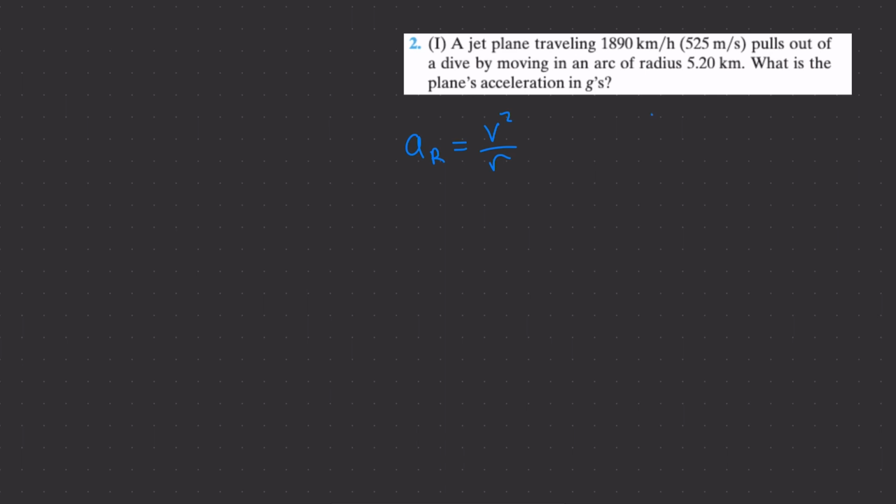That said, we know that our radius is going to be 5,200 meters and that our velocity is going to be equal to 525 meters per second. I'm going to go ahead and use these two values to plug straight into my formula for centripetal acceleration. That's going to give me 525 meters per second all squared over 5,200 meters.